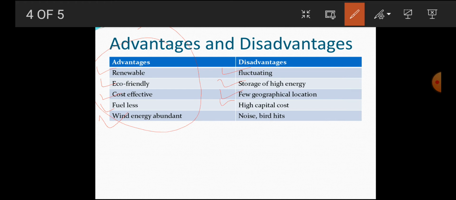Next point is it causes noise. Birds may hit the wind turbine. Then land erosion, then impact on the wildlife. So these are the main disadvantages. So these are the advantages and disadvantages of the wind energy conversion system or wind turbine. So now next we will see applications of wind energy.